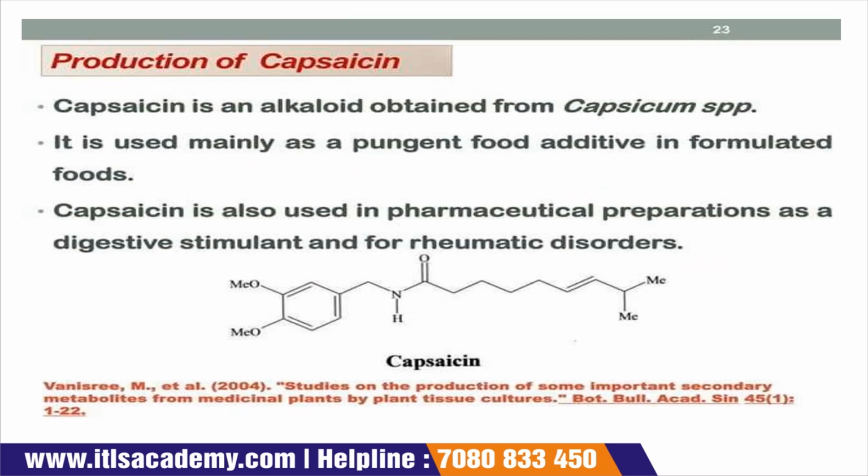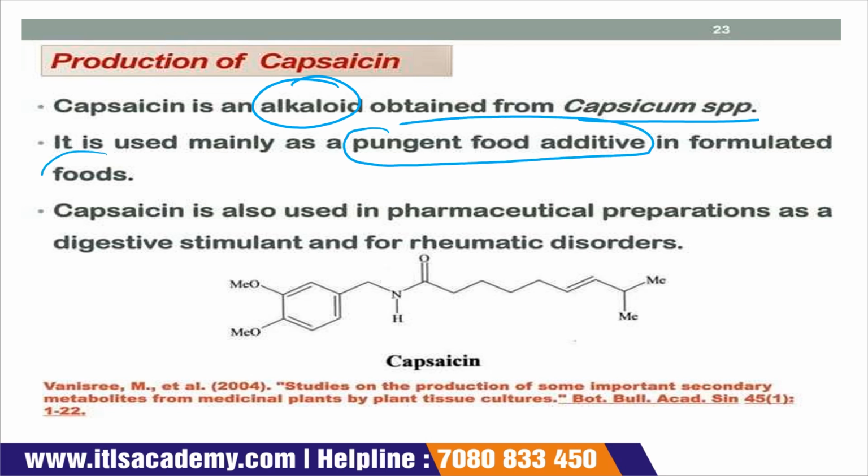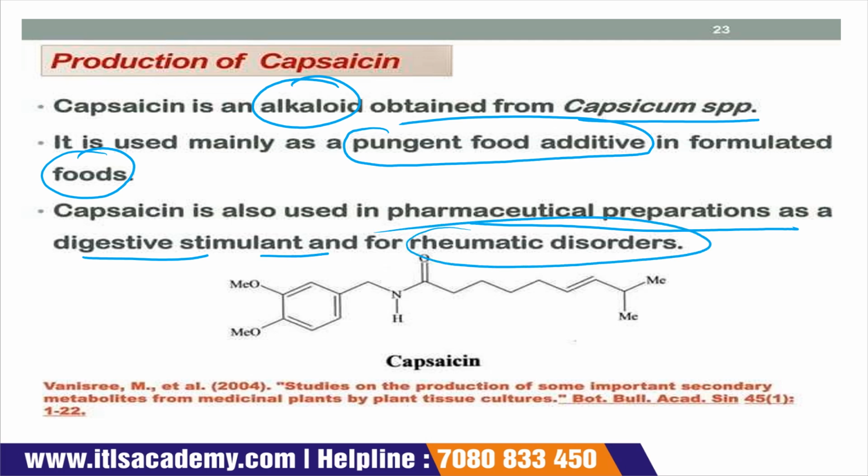Now the next is the production of capsaicin. Capsaicin is an alkaloid obtained from Capsicum species, and it is mainly used as a pungent food additive in formulated food. Capsaicin is also used in pharmaceutical preparations as a digestive stimulant and for rheumatic disorders.